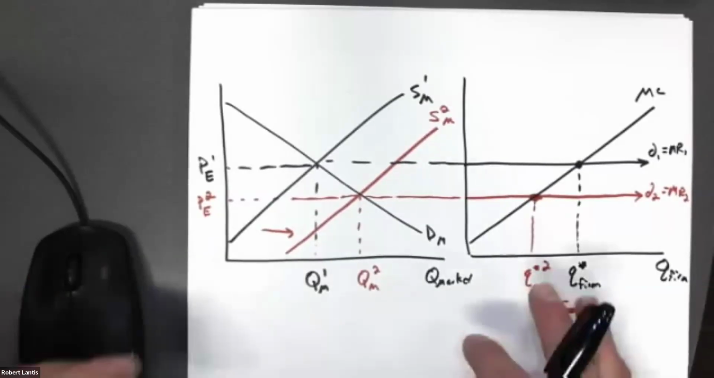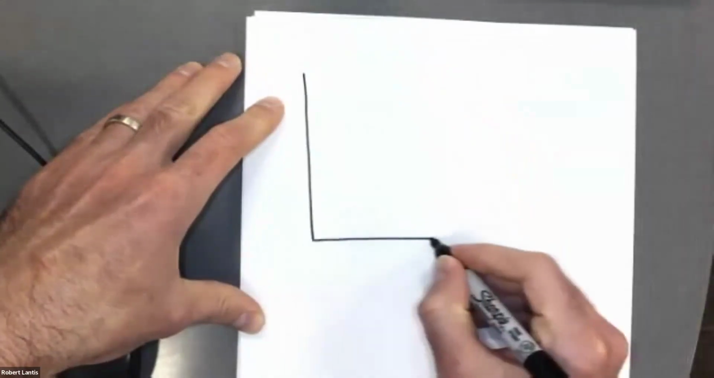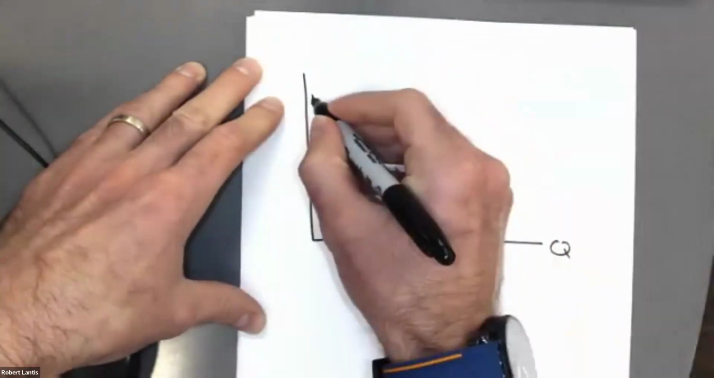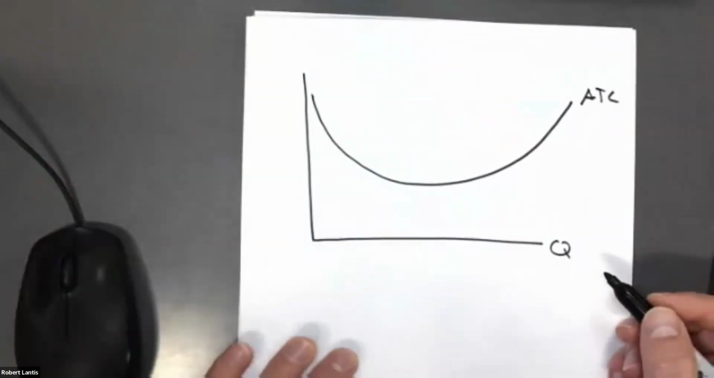So to give you just a quick visual of this, and then we'll look at a table. But I think this is helpful to see this first, maybe. So if I've got my average total cost curve, we said it's going to have some kind of U shape to it.